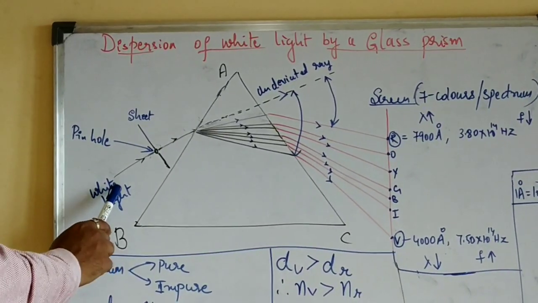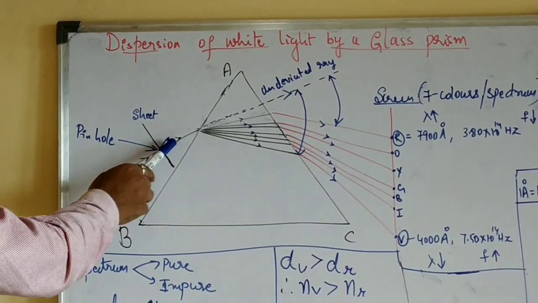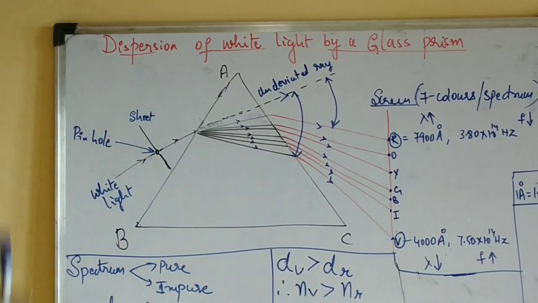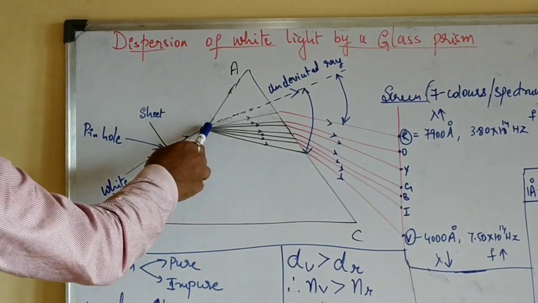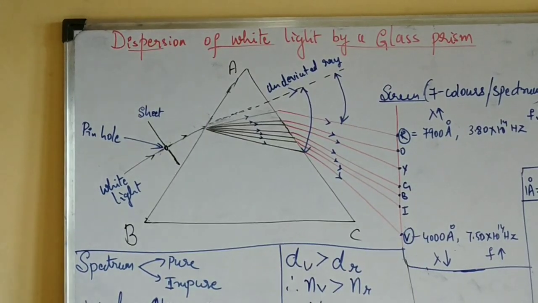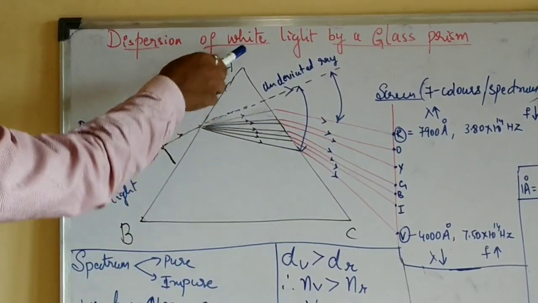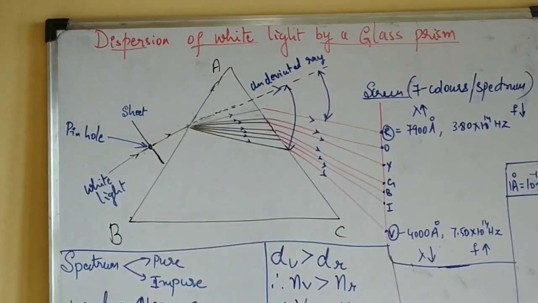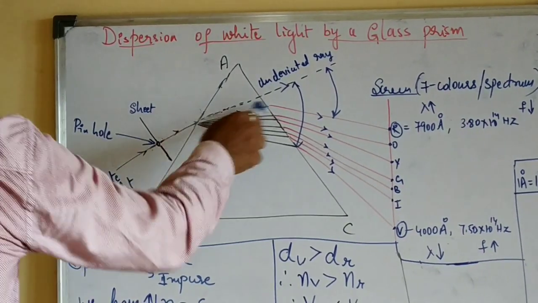Now you can see here this white light is the incident light which is passing through the pinhole of the sheet, and it is incident on one of the faces, that is one of the refracting surfaces of the prism, that is AB. Now what happens at this point? Only refraction should take place, right? At the first lateral surface itself, this white light will split up into the 7 different colors of different wavelength within the prism.